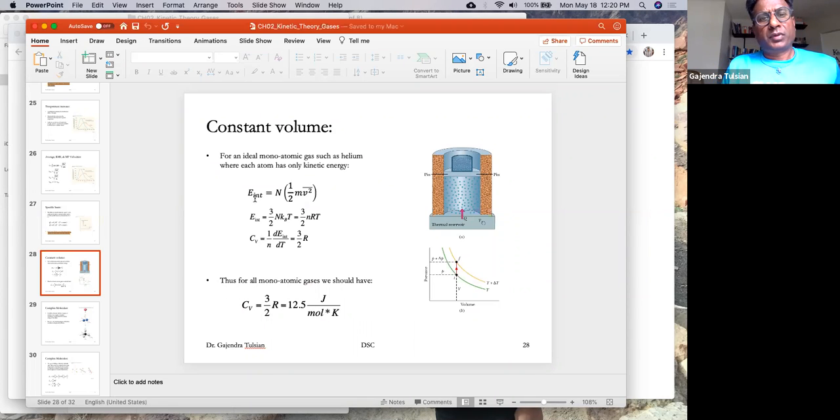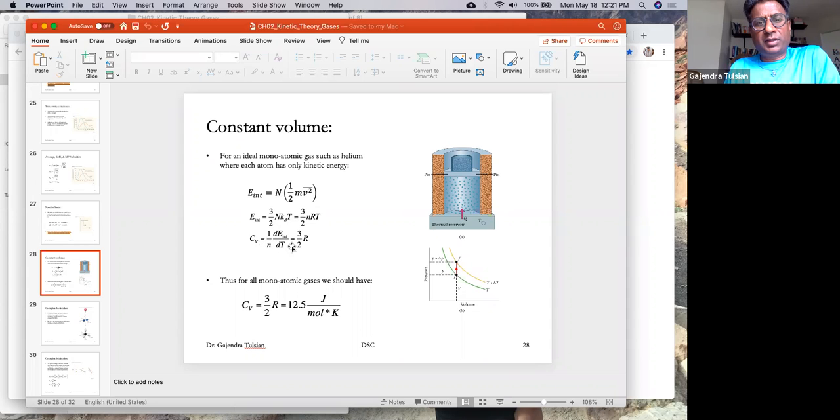All right, so the internal energy of a gas is the number of gas molecules times the average energy. For an ideal monoatomic gas, all it can have is translational kinetic energy. So N times average kinetic energy, which is 3/2 kT. So the internal energy is N times 3/2 kT, which is equal to 3/2 nRT.